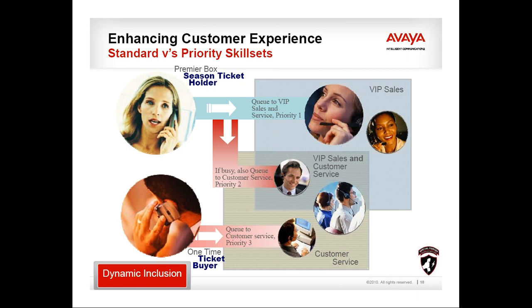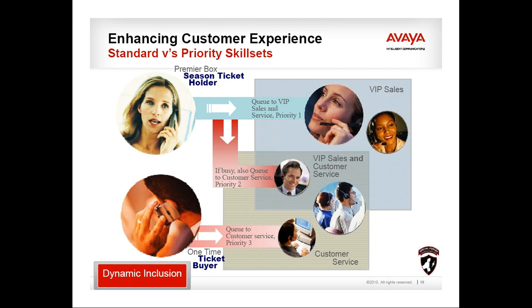This is just an example of a call flow. Obviously, you have a Premier Box ticket holder and a one-time ticket buyer. And to an organization that's in sales, especially let's talk about ticket sales, your season ticket holder has a lot more value to you from a revenue standpoint versus a one-time ticket buyer. So you notice, you have a separate queue here as a VIP ticket holder versus a customer service person just handling the one-time ticket buyer.